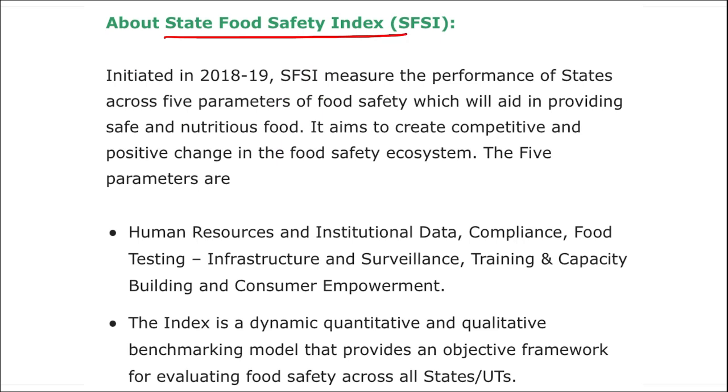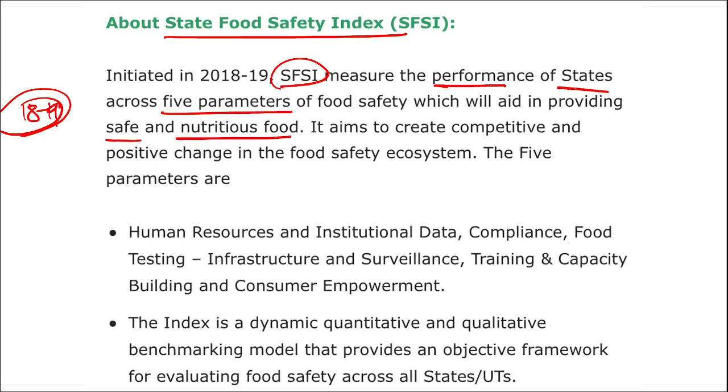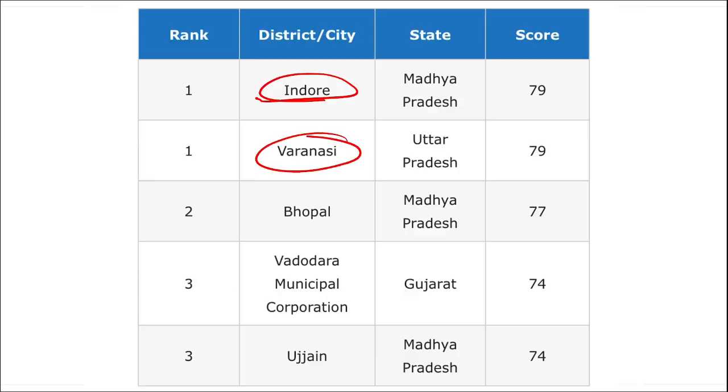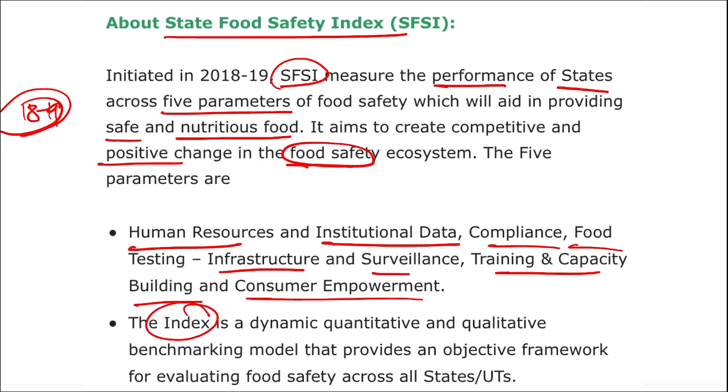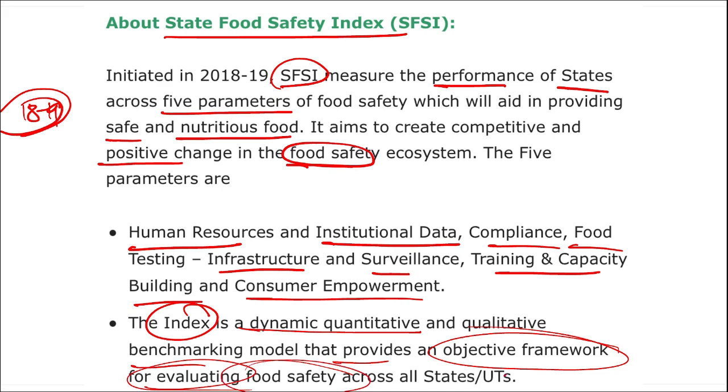Next, if we talk about the State Food Safety Index, it was initiated in the year 2018-19. SFSI measures the performance of the states across 5 parameters of food safety, which will aid in providing safe and nutritious food. It also creates a competitive atmosphere for positive change in the food safety ecosystem. The 5 parameters, some of them, are human resource and institutional data, compliance, food testing, infrastructure and surveillance, training and capacity building, consumer empowerment, etc. The index is a dynamic quantitative and qualitative benchmarking model that provides an objective framework for evaluating food safety across states.